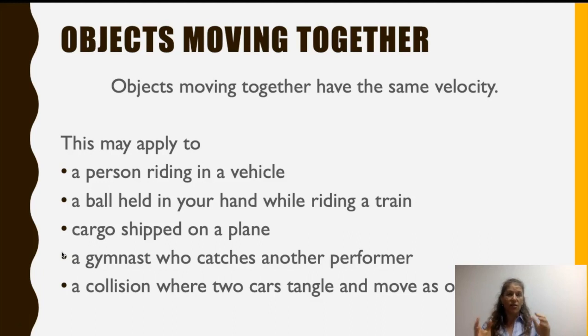When one thing is inside of another, they must have the same velocity. So if you're standing inside of a moving train or a moving plane, or you're sitting in a car, you have the speed of that object. If you're walking and you're carrying a book, the book has the same velocity as you do.